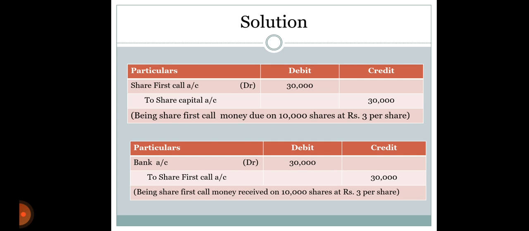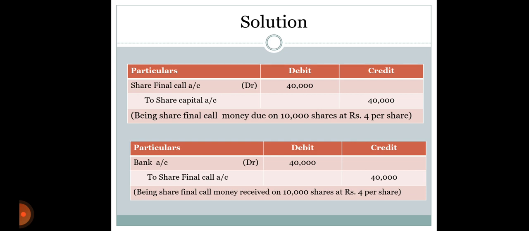And the next one is the shareholders pay the money for the first call. So here the entry is bank account debit to share first call account. Here the amount is 10,000 shares at rupees 3 per share, so the total amount is 30,000.